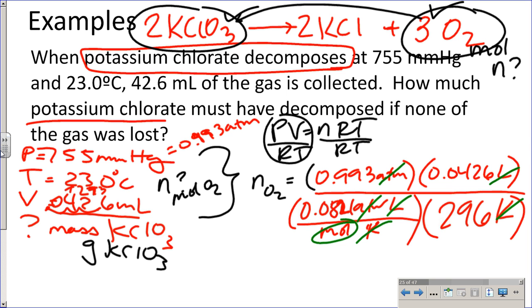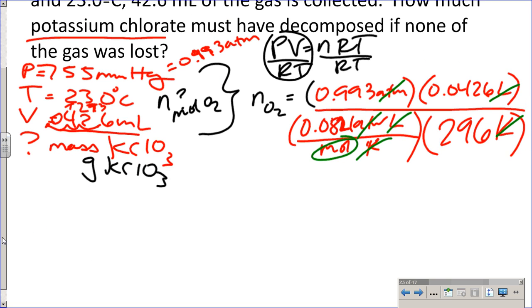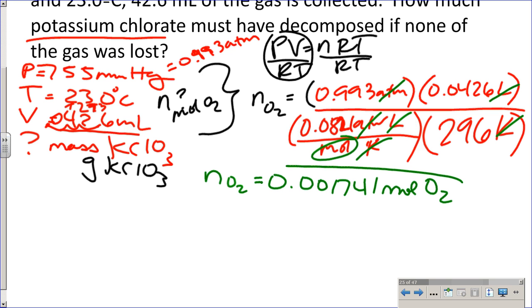Okay. So this is getting me to moles of oxygen gas. So whatever I get here is moles of oxygen gas. I got 0.001741 moles of oxygen gas. All right, am I done? No. I'm expanding my decimal out because I don't want any rounding error.